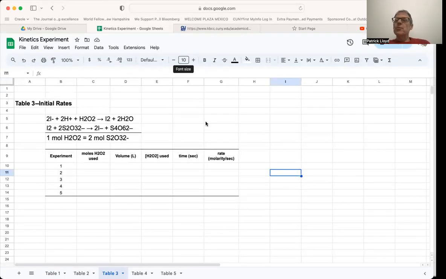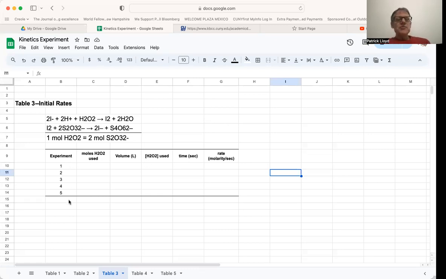Okay, now we're going to do table 3, which is the table of initial rates. In order to analyze the kinetics of this experiment, we need to have the rate law. So to do that, we need to figure out what the rate is. So we're going to go through this table to figure out what the rate is.